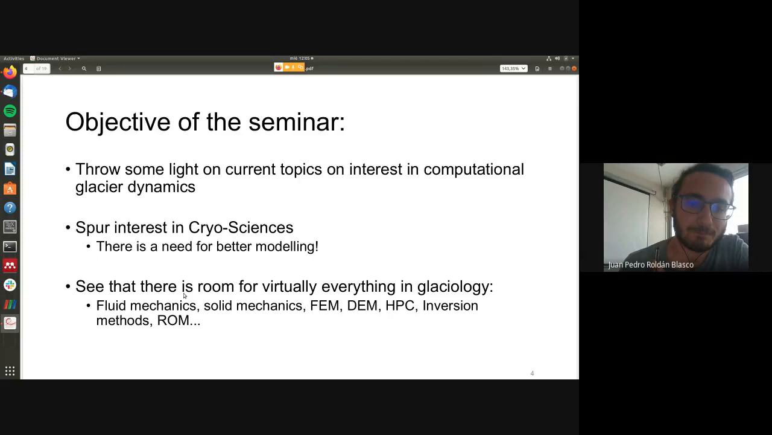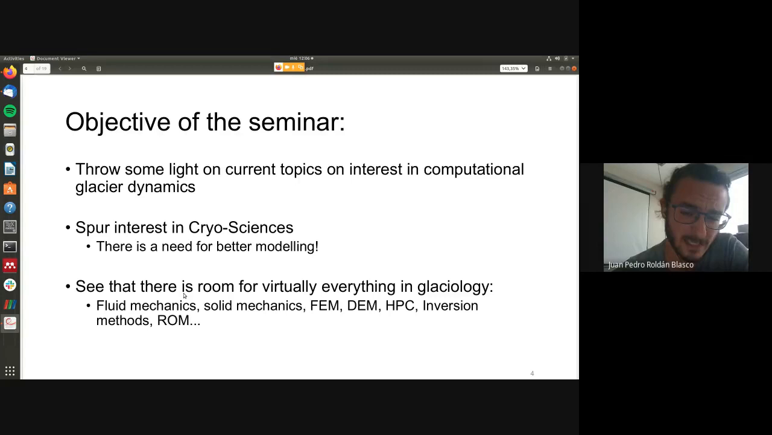is more or less the scheme of things, so how things work in computational glacier dynamics. And also I would like to spur some interest, so you see that there is room for a lot of work and a lot of numerical methods, and it's actually very important, because there's a lot of uncertainty, there is a continuous lack of data, and we really need better models than those that we already have, because we have too many models, the results are completely different between them. So we really need to know better, actually.